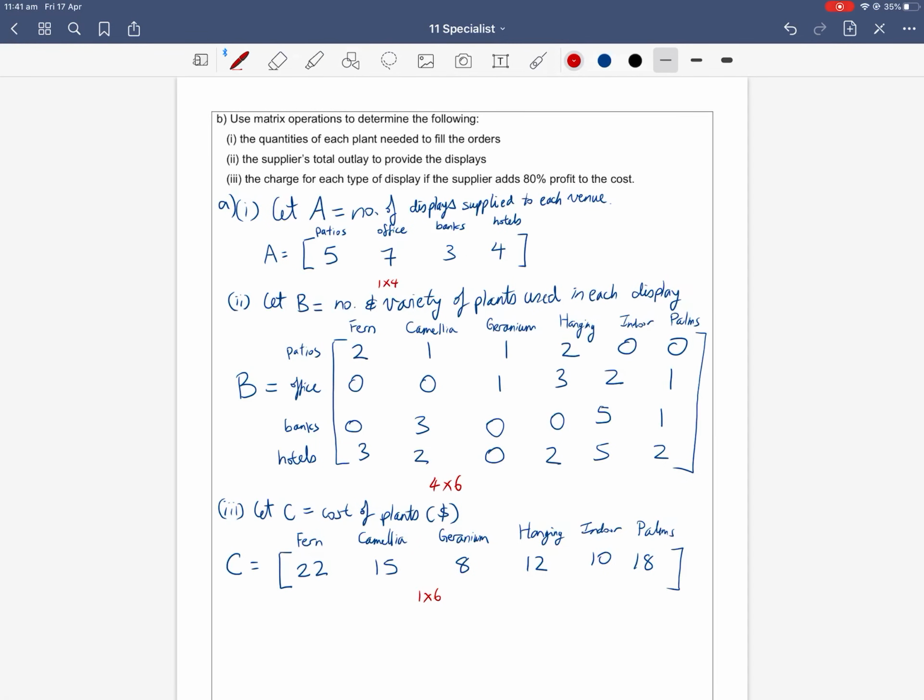There you go. Okay, so we've defined our matrices A, B, and C. So we've actually written down let A equal, let B equal. On the side of our matrices, we've also written small subsections of what each column and row represents. We also have the order the same. So for example, A went patios, office, banks, and hotels. In B, we also go in order of patios, office, banks, and hotels. We don't swap the order of the different venues around because, again, later on when we do matrix multiplication, our answers will not make sense.